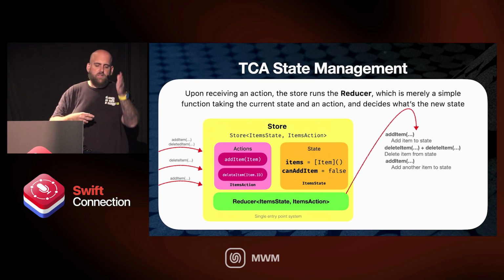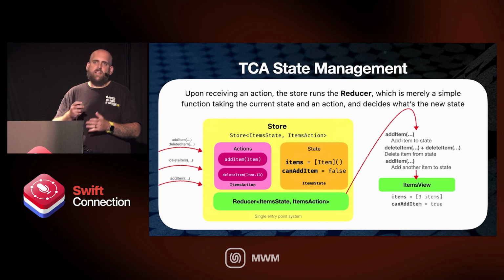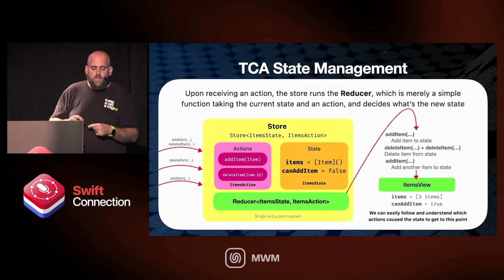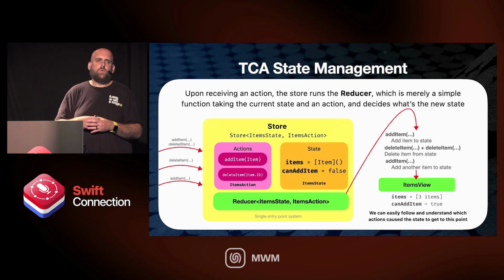So now if I send this set of actions, for example, add item, delete item, and add item again, when I get to this state, I can exactly reproduce how I got to this exact state, and it's no longer a mystery. So this is quite a powerful concept that unlocks a lot of great debugging tools and explainability of how our code base works.